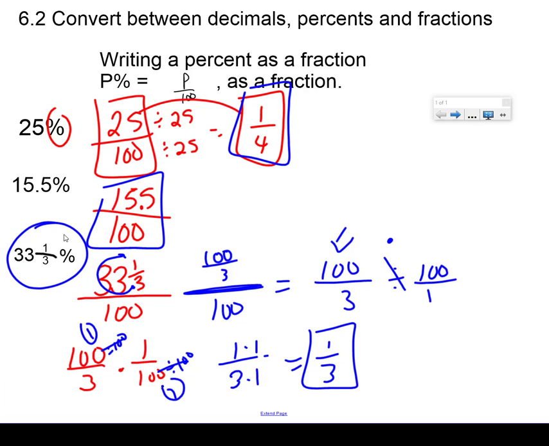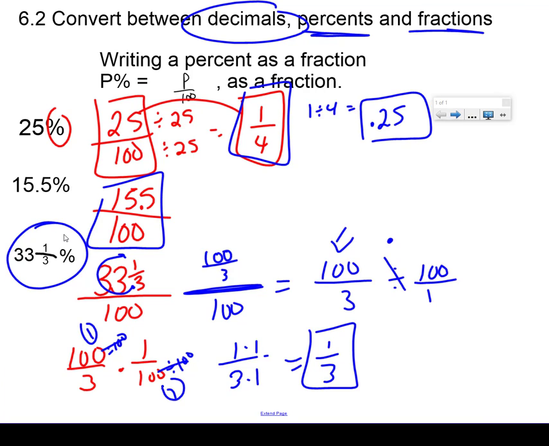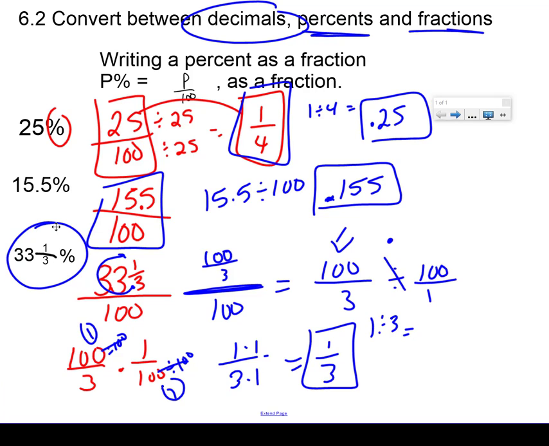But what we haven't done, right, we had percents, we had fractions, and now we've got to deal with the decimals. So every fraction is a division problem, which gives me a decimal. So I have 1 divided by 4, and that gives me 0.25, so I found my decimal. This one is going to be 15.5 divided by 100, and you would end up with decimal 0.155. And then 1 divided by 3 here ends up being a repeating decimal of 0.33. So we're just dividing and putting them into decimals.